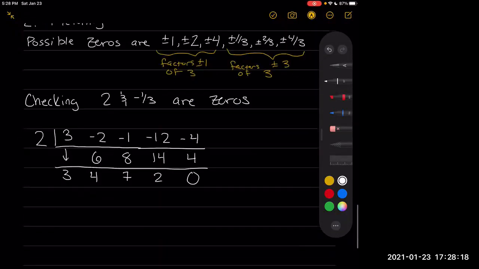So then we will get the equation 3x cubed plus 4x squared plus 7x plus 2. And now since we know that both 2 and -1/3 are zeros, both of those terms will divide out of our equation. So that means we can still divide this next one by -1/3.